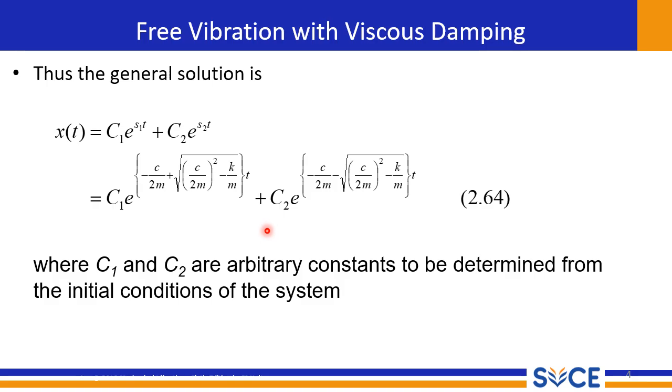Think of it this way. The general solution describes all the possible motions of the damped system. But to find the specific motion for a particular case, we need to know how the system started, its initial displacement and its initial velocity. These two initial conditions allow us to pinpoint the exact values of C1 and C2. Once we have C1 and C2, we have the particular solution for the motion, which allows us to calculate displacement x of t at any time t.